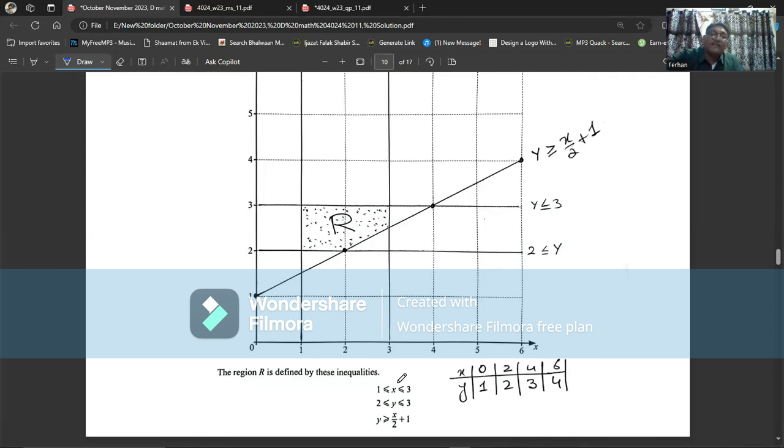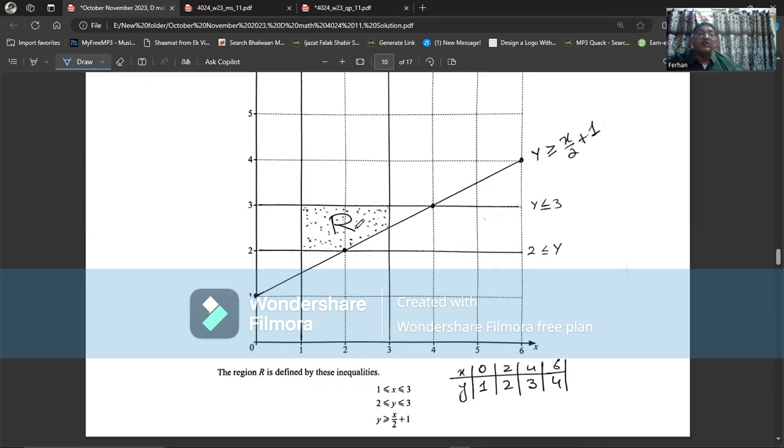Now, he says x is greater than 1, so you have to remain on the right side of this line. y is less than or equal to 3, so you have to remain on the left side of this vertical line. This says y is greater than 2, so you have to remain above this line. It says y is less than or equal to 3, so you have to remain below this line. This says y is greater than x by 2 plus 1, so you have to remain above this line.